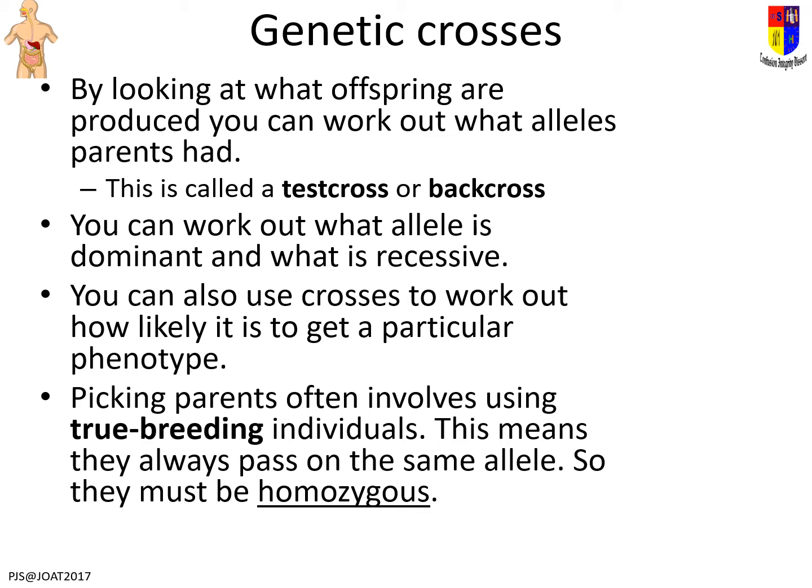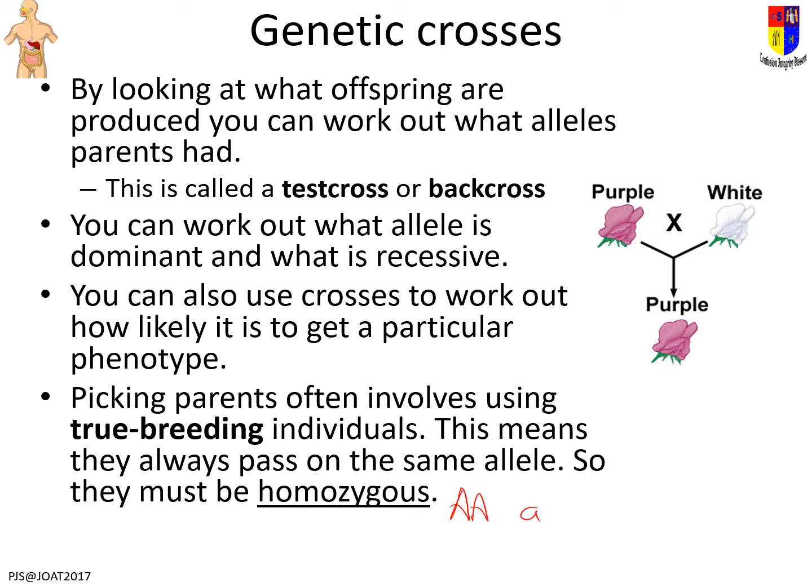So to do this, to bring in yet another term, sorry, but we need to have them, we will use parents that are often described as true breeding. Now true breeding just means that they always pass on the same thing. So if they're breeding true, then that must mean they have the same alleles because they're never passing on anything different. So if they're passing on the same alleles, then they must be homozygous. So that means that we're looking at either a big A, or whatever letter you've used, or little a.